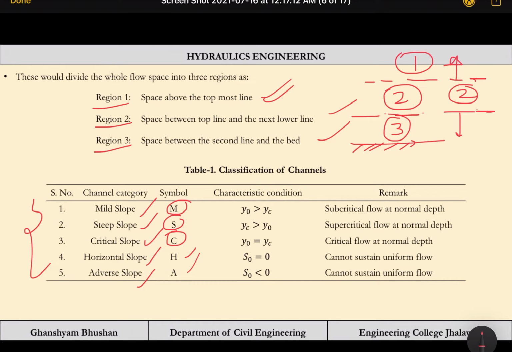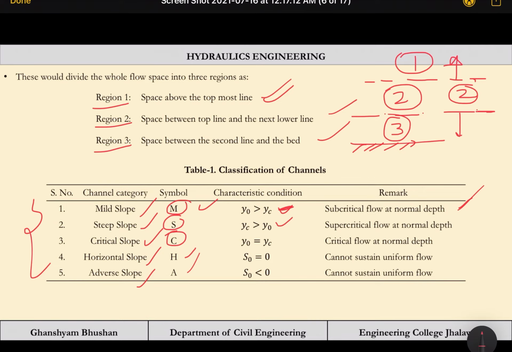Now how can we say that the slope is mild? If y0 is greater than yc, then the slope will be mild. This is the basic condition. When is this going to be possible? If the flow is subcritical at normal depth. Subcritical means the Froude number is less than 1 and the depth of flow is greater than the critical depth. This we have already discussed.